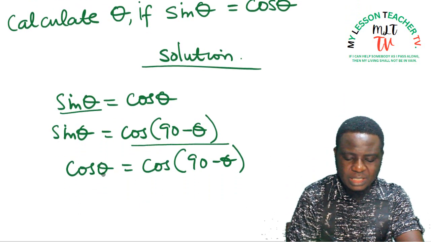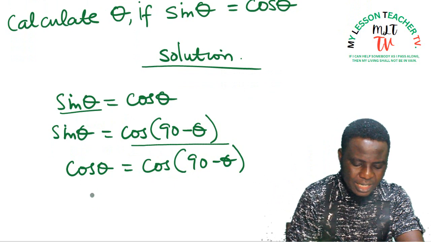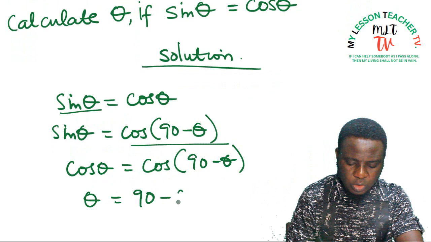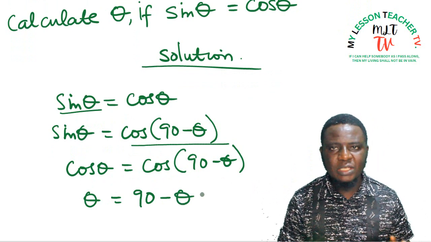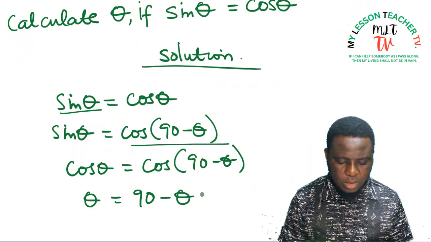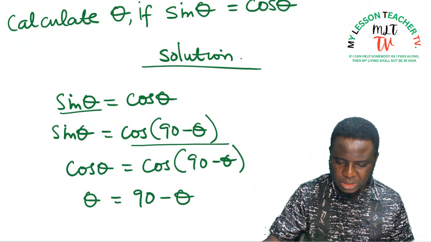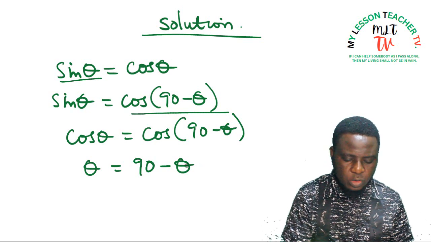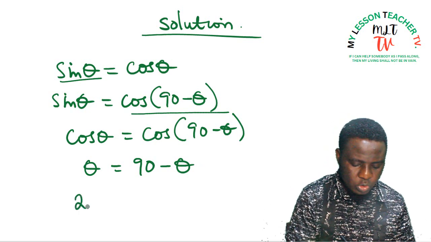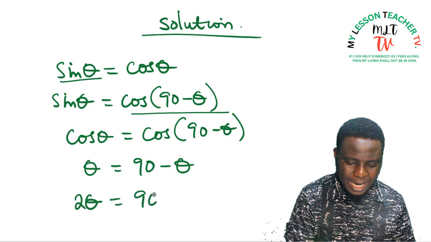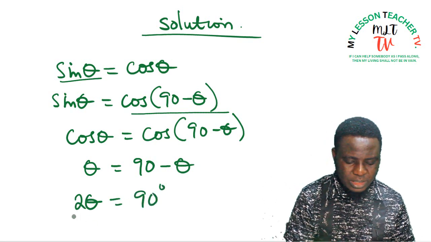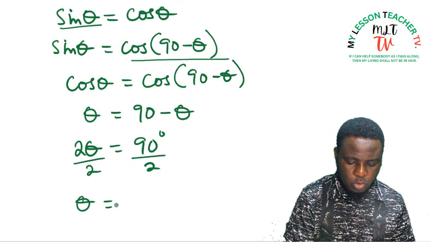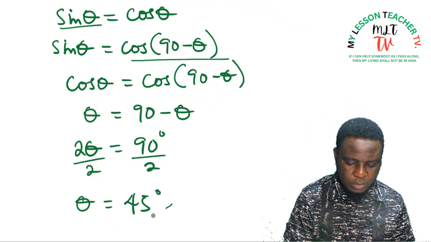And if cos theta is equal to cos of 90 minus theta, it therefore means that theta will be equal to 90 minus theta. The aim is for us to get the value of theta. So if theta is equal to 90 minus theta, we then have to collect like terms by adding theta to both sides. So this becomes 2 theta equal to 90 degrees. And when you divide both sides by 2, you have your value for theta to be equal to 45 degrees.